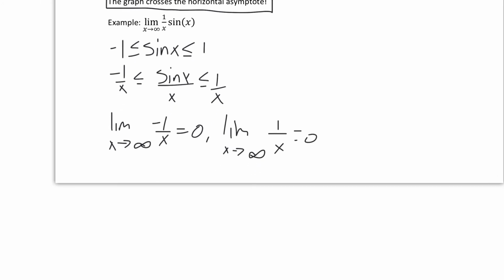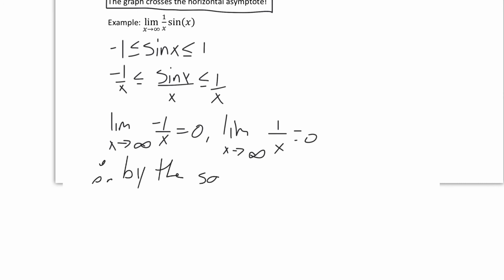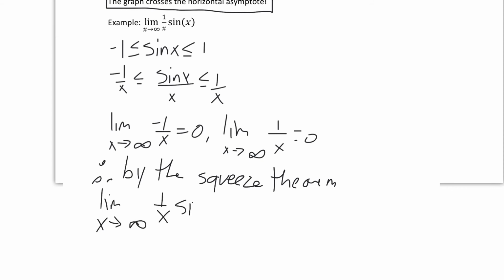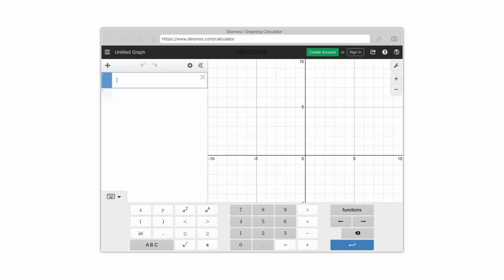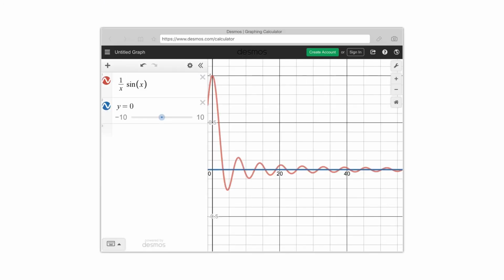So we can say, therefore, by the squeeze theorem, the limit as x approaches infinity of 1 over x sine x is equal to 0. And so apparently we have a horizontal asymptote at y equals 0. Let's go ahead and take a look at what the graph looks like. So here we have the graph of 1 over x sine x.